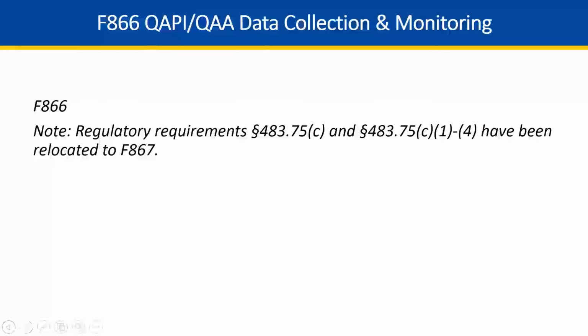You may be wondering what happened to F866, the QAPI QAA data collection and monitoring tag. In the course of writing the Phase 3 guidance, we found that the components of F866 and F867 were similar and intertwined. So we combined the requirements into one tag. Therefore, the requirements from F866 were relocated into F867.